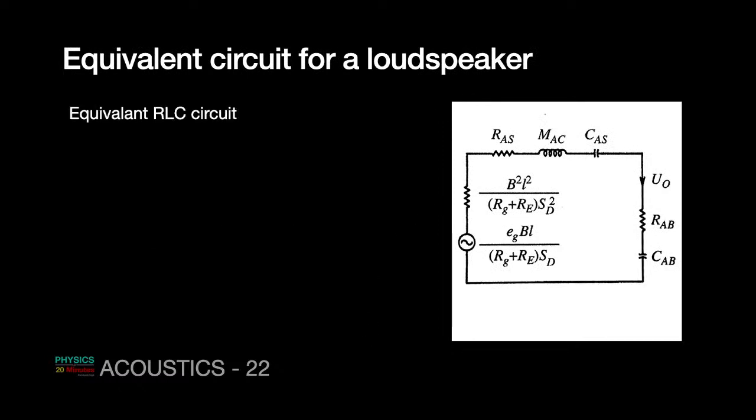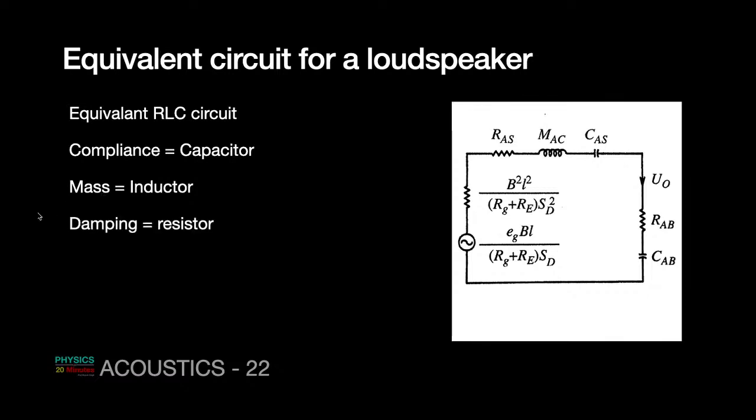Equivalent circuit of a speaker. Typically, an equivalent circuit of a speaker can be drawn in terms of an LCR series circuit. The compliance or the softness of the spring-air system can be represented by a suitable capacitor value. Mass can be indicated by a suitable inductor value. Mass here means the mass of the diaphragm and the mass of the air which is moved, vibrating. And third is the damping, which can be realized using a resistor.